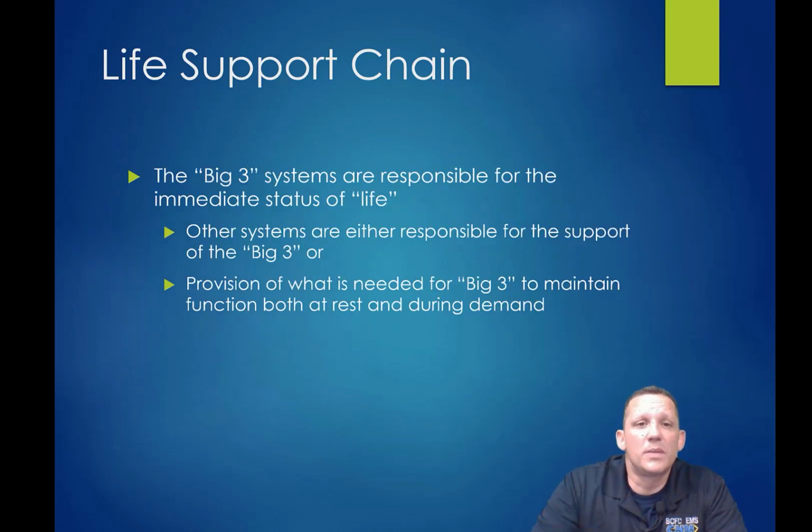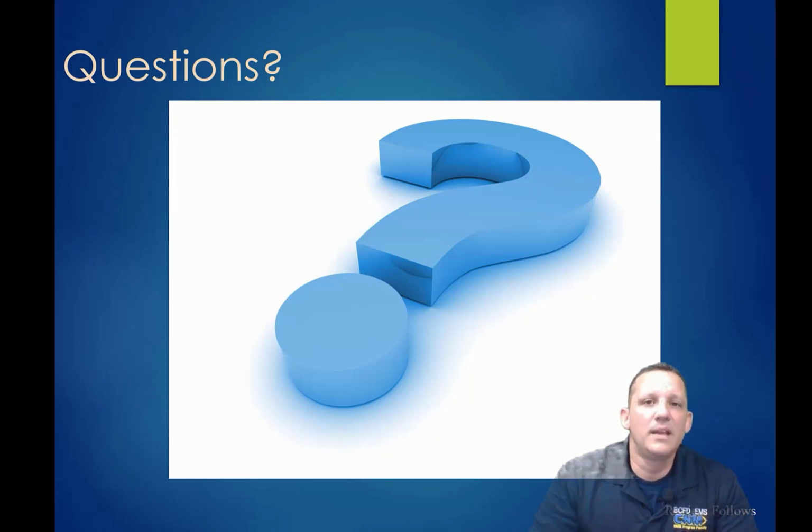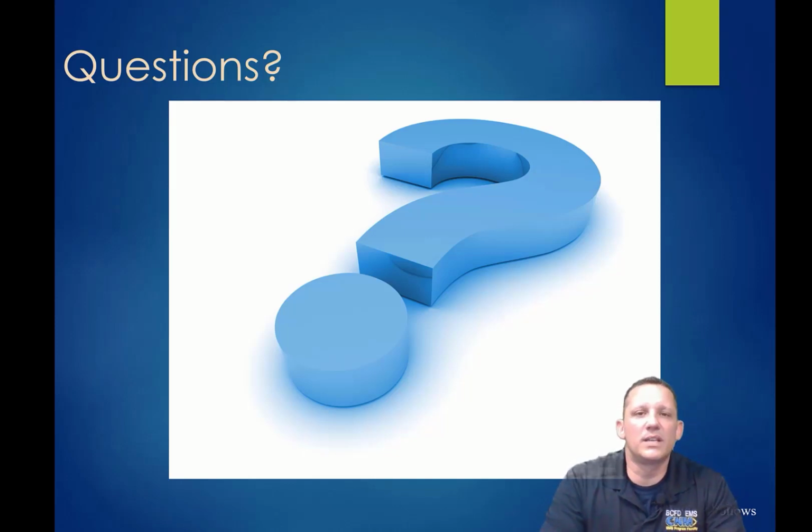The big three systems are responsible for the immediate status of life. Other systems are either responsible for the support of the big threes or provision of what is needed for the big three to maintain functions both at rest and during demand. Okay, so that was a lot of information, right? And so what I want everybody to remember is that you can break these down into simpler groups, right? And that's going to be the pulmonary system, transporting the byproducts of metabolism, which is going to be glucose and oxygen. Oxygen being used to oxidize the glucose, and the byproduct of that being carbon dioxide, and then the waste products that are going to be excreted elsewhere.